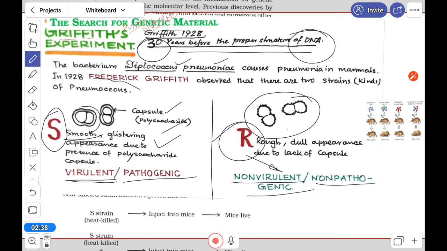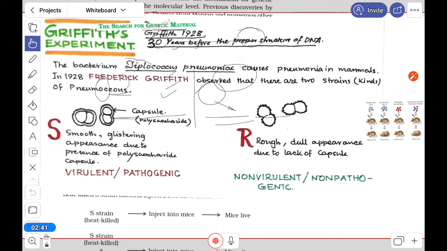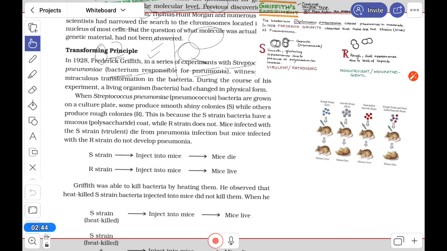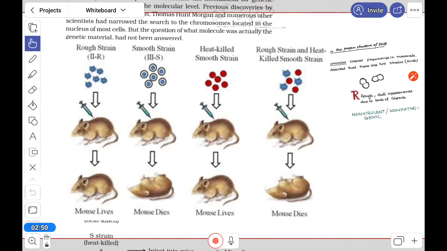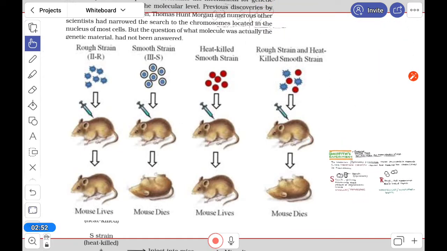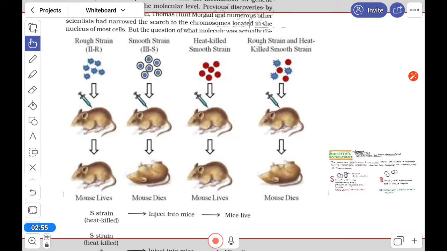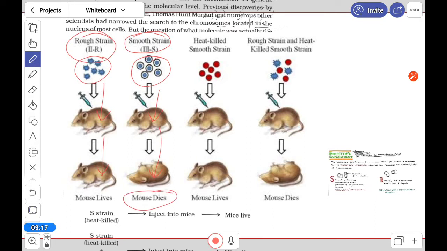Now let's see the part here. Look at here. So just now I told that rough is non-virulent. So the non-virulent one, when injected into the rat, survives as normal. The virulent one, which is smooth, when injected causes pneumonia, and the mouse will die. This is quite a common incident.